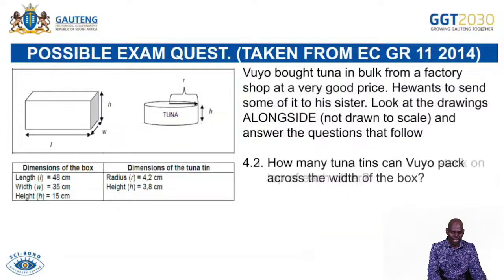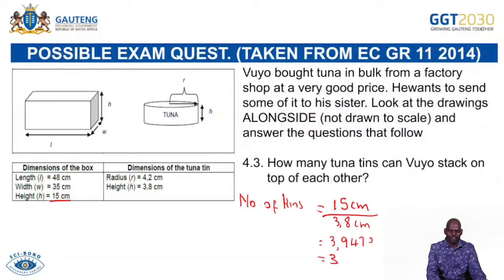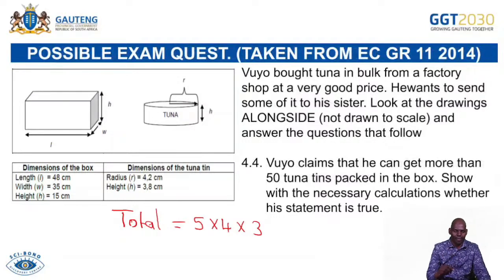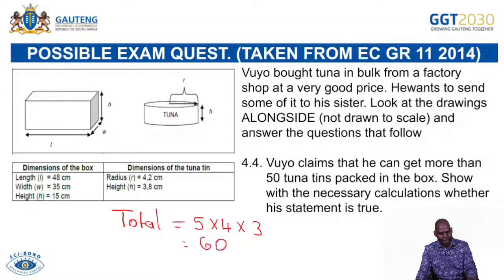5 times 4 and then times 3. So 5 times 4 times 3. That is the answer that we got in 4.1, multiplied by the answer that we got in 4.2, multiplied by the answer that we got in 4.3. So if I calculate this, 5 times 4 is 20, and then 20 times 3 is 60. So we can see that in this case, 60 tuna tins can be packed.